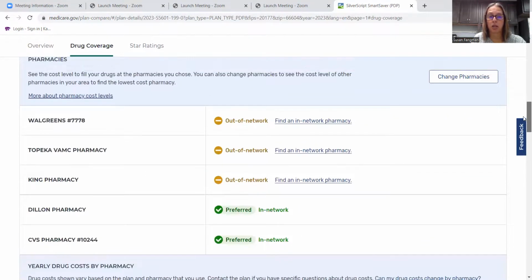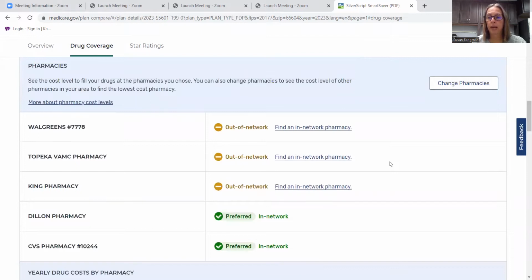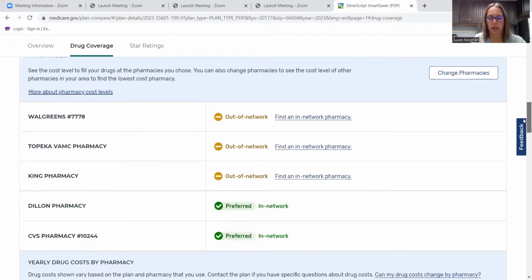This first part talks about the pharmacies, and I really pay close attention to this. Several of these pharmacies are out of network on this particular plan. Know that they would be in network for other plans. And then we've got 2 preferred pharmacies on this plan.